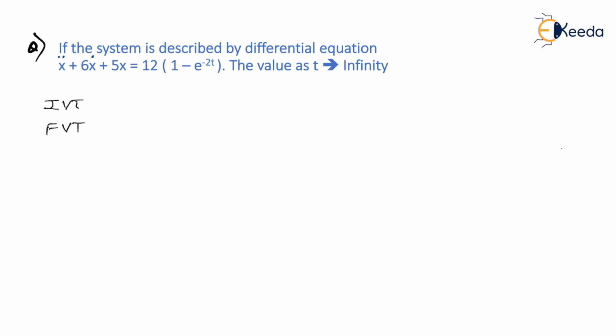So the initial value theorem is always applicable in control system. But let me tell you, this is not true for the final value theorem. Final value theorem may be applicable, may not be applicable. So before actually using the final value theorem, you have to be a bit careful. Final value theorem is applicable only for those systems which are stable in nature.